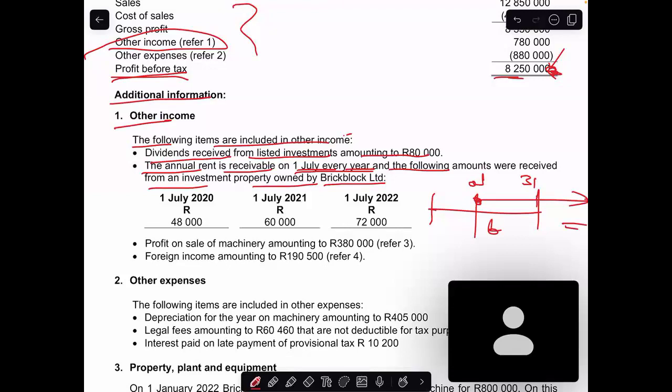You understand? The annual rent is received in July every year. Here, we're going to receive annual rent for 12 months. These 12 months are going to end in the next financial period. So we're going to receive rent in advance for only 6 months. You understand this?